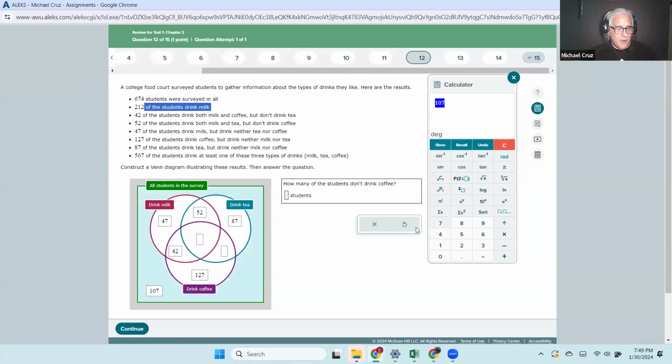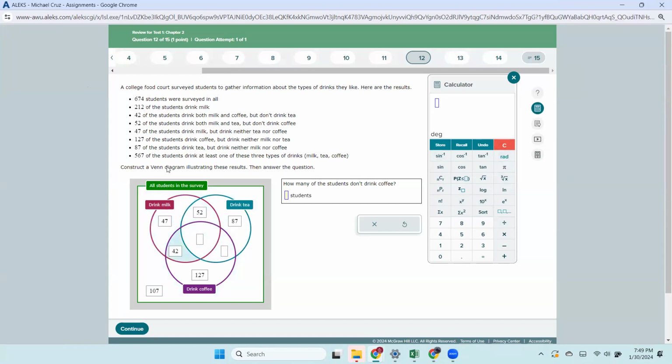212 drink milk. How can we find that? Do we put 212 here? No, because we want the whole circle to be 212. So we've got to find out what's in there already. 52 plus 47 plus 42 equals 141. So from 212, we're gonna just subtract.